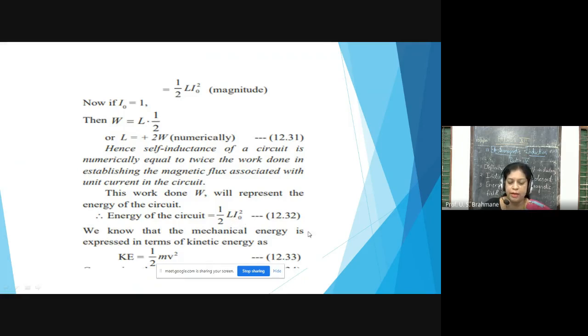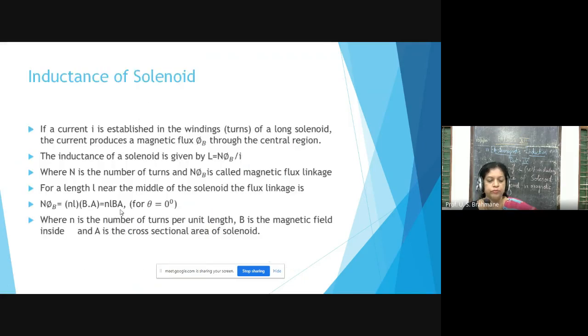Then we know that the mechanical energy is expressed in terms of kinetic energy as K is equal to half mv square. So this relation is quite known to us. We can compare these two equations. L, the self-inductance, is as good as the inertial mass m here. So it is analogous: energy of the circuit is equal to half Li square, and here it is half mv square. Mechanical energy is expressed in terms of kinetic energy. So this was regarding the energy.